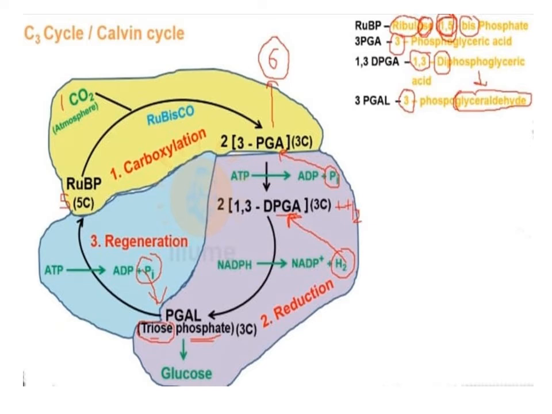Here is the C3 cycle in which all the 3 processes are taking place. Carboxylation: in this, RUBP is converted to 3-PGA in the presence of an enzyme named Rubisco. From phosphoglyceric aldehyde, it is converted to triose phosphate, that is, 3 carbon molecules. That process is known as reduction, and again triose phosphate is converted, or regeneration of RUBP takes place. In this way, the whole cycle takes place.